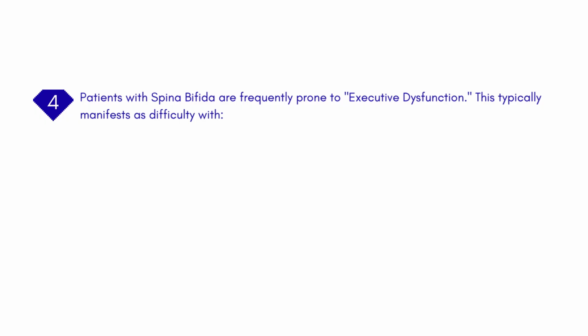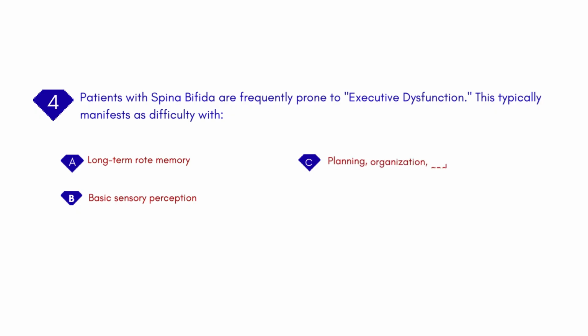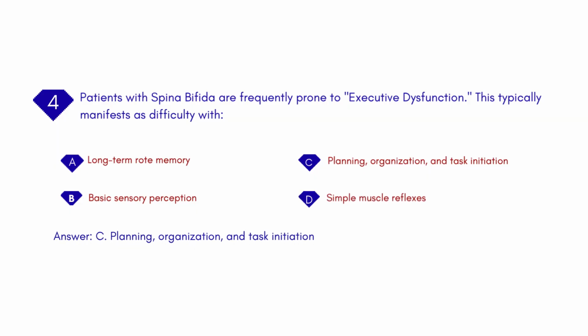Patients with spina bifida are frequently prone to executive dysfunction. This typically manifests as difficulty with A. Long-term rote memory. B. Basic sensory perception. C. Planning, organization, and task initiation. D. Simple muscle reflexes. Answer: C. Planning, organization, and task initiation.